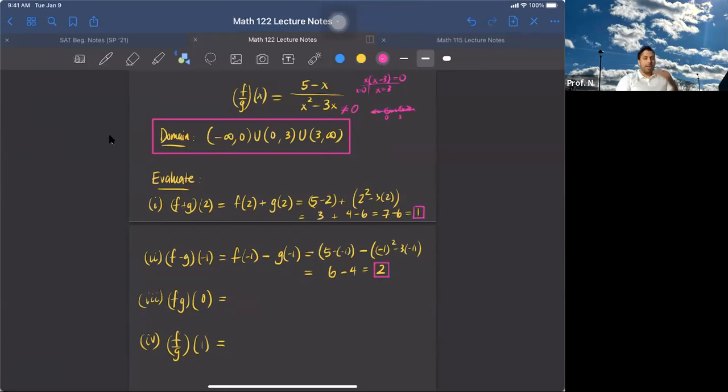So we're building upon this idea of functions. Like I told you, we're only talking about functions this whole semester. Functions. Now what about this? f of 0 times g of 0. What is this? Well, first of all, what's f of 0? It's 5 minus 0. Multiply that by 0 squared minus 3 times 0.